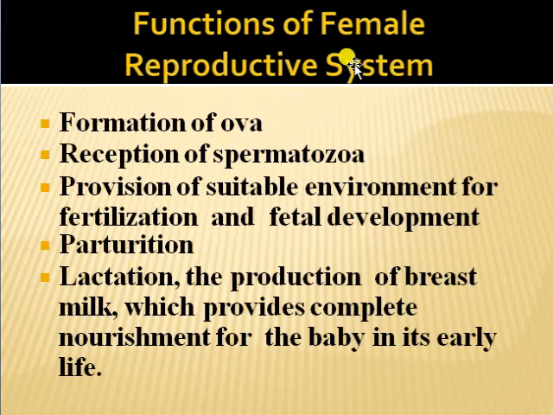The functions of the female reproductive system: formation of ova, reception of spermatozoa, provision of a suitable environment for fertilization and fetal development and nutrition, and lactation, the production of breast milk, which provides complete nourishment for the baby in its early life. These are the functions of the female reproductive system.